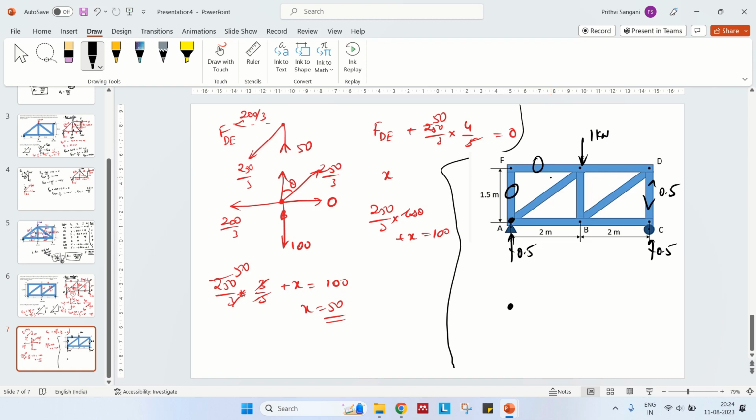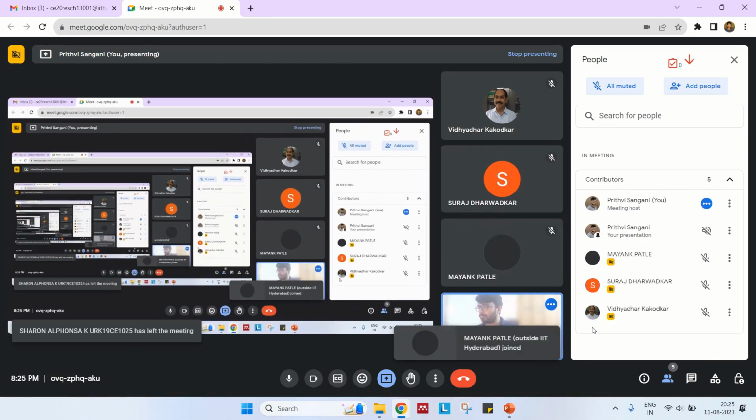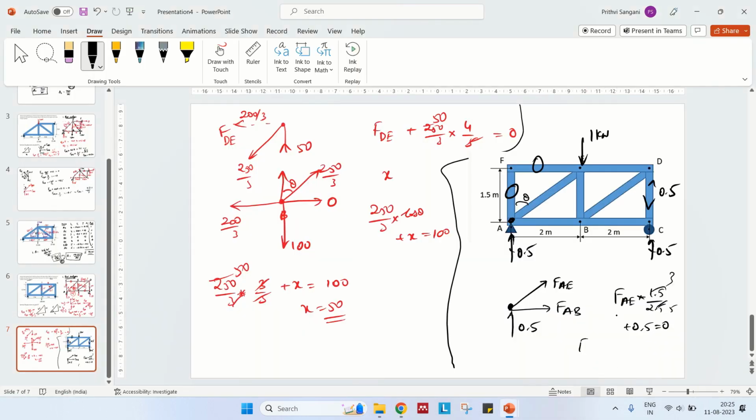So for joint A, I have FAE in this direction, and FAB in this direction, rightwards, and I have 0.5 in this direction. For FAE, let us take this as theta, that will be FAE times 1.5 divided by 2.5 plus 0.5 is 0. This is 3 by 5. So FAE is minus 0.5 into 5 by 3, that is minus 2.5 by 3. So FAB is again found out to be minus 2.5 by 3.